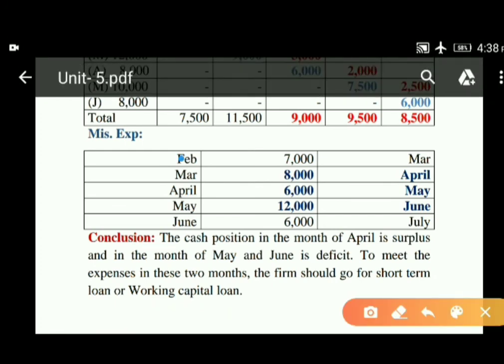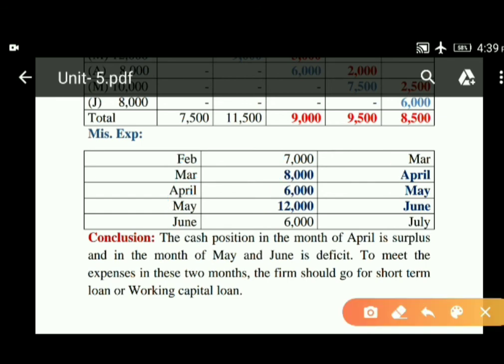February, March, April, May, June: 7,000, 8,000, 6,000, 12,000, 6,000. So here February miscellaneous expenses will be paid in the month of March. March expenses will be payable in the month of April. April expenses will be payable in the month of May. Similarly, May miscellaneous expenses will be paid in the month of June, and June miscellaneous expenses will be paid in the month of July.